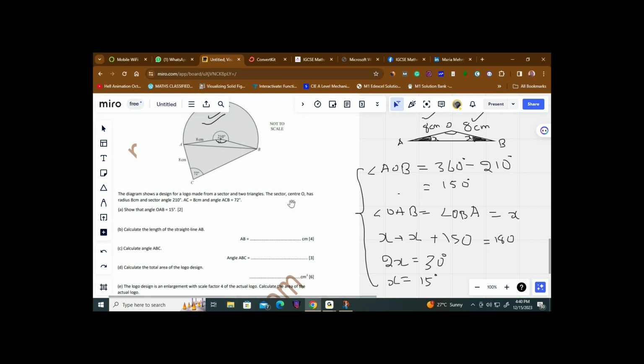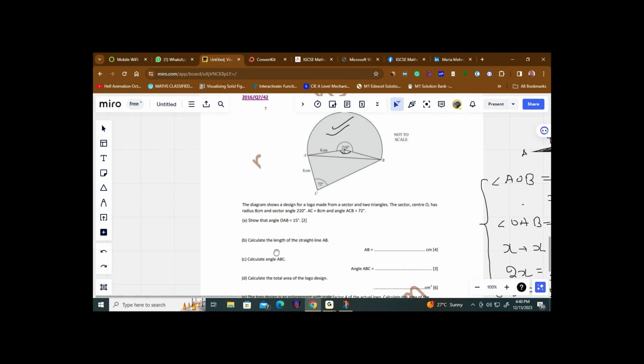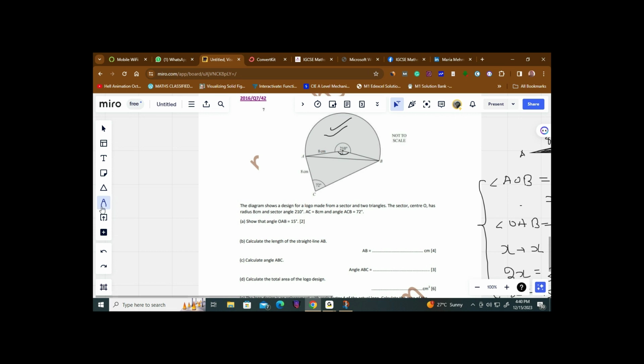Okay, now come to part B. Calculate the length of straight line AB. Now this is the beautiful part they're asking. It's a 4 mark question. So you need to find out this length. So what do we need to do?